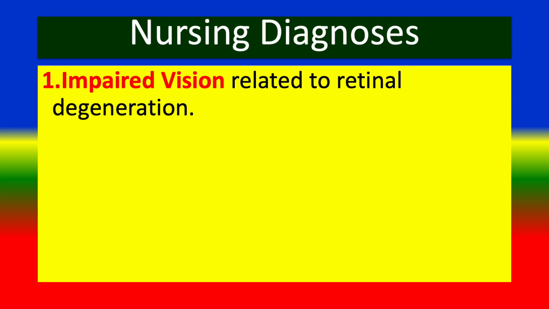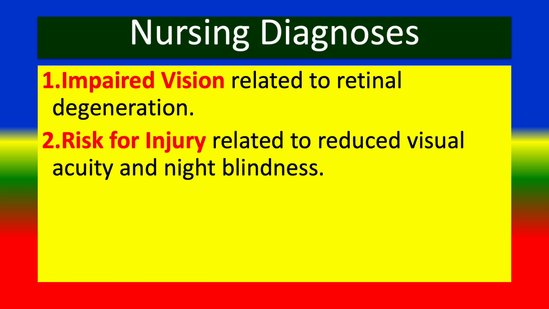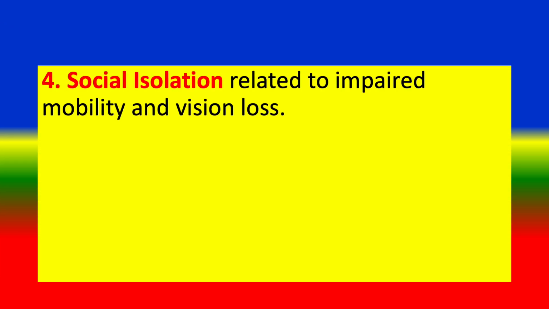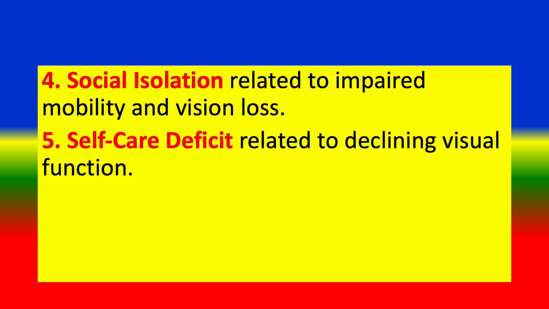Nursing diagnosis. 1. Impaired vision related to retinal degeneration. 2. Risk for injury related to reduced visual acuity and night blindness. 3. Anxiety related to progressive vision loss and dependence. 4. Social isolation related to impaired mobility and vision loss. 5. Self-care deficit related to declining visual function.